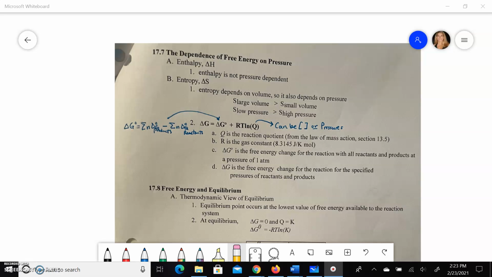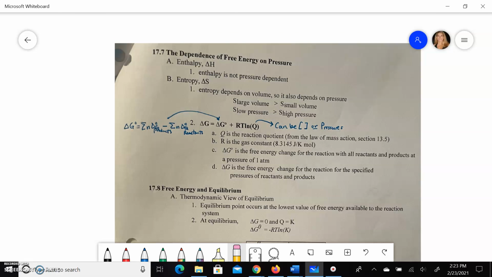And then Q goes back to equilibrium. Remember, Q and K you calculate the same way: products over reactants, raised to the power of their coefficients, don't include solids or liquids. And that can be in units of concentration or in pressures. So if they give you pressures of things, you can plug it into Q just like you would for K. Again, products over reactants raised to their coefficients. Then you can plug that all in and get delta G.